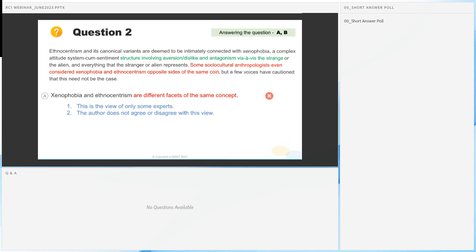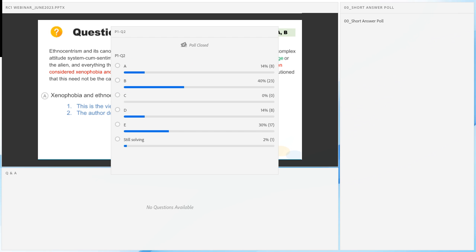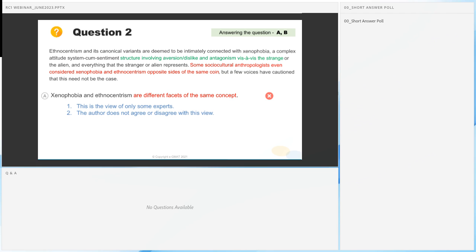Okay, so let's look at your answer choices and which one's correct. Let me present the poll questions here. This is how you guys polled. Choices A, B, D, and E were really popular. Let me hide this. Choice A: XP and EC are different facets of the same concept. Some experts consider this, but is this the author's view? Absolutely not, which is why this is incorrect. Is that clear to people who chose choice A? Remember, an inference is always from the point of view of the author. This is the point of view of some experts, not the author's.